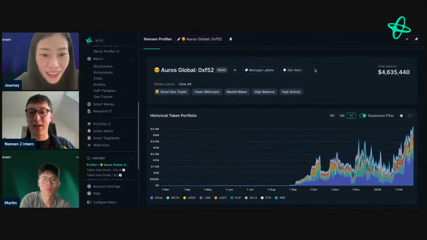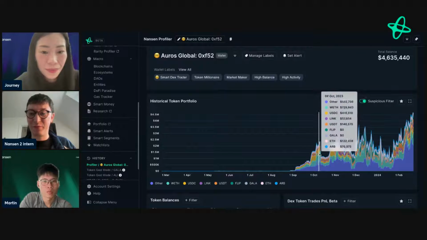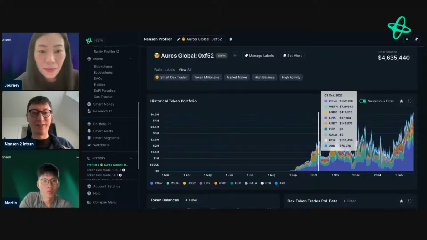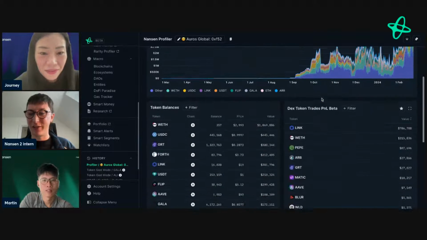So as you can see here, I can set an alert there. There's an alert there, and whatever they're doing, you can see what they're doing in real time, because performance like this is unique, shall we say. Journey, I don't know if you have addresses like this that you track, but I find that to be quite interesting, to say the least.